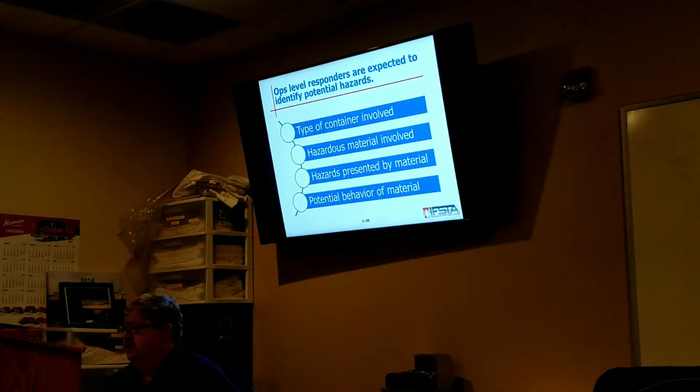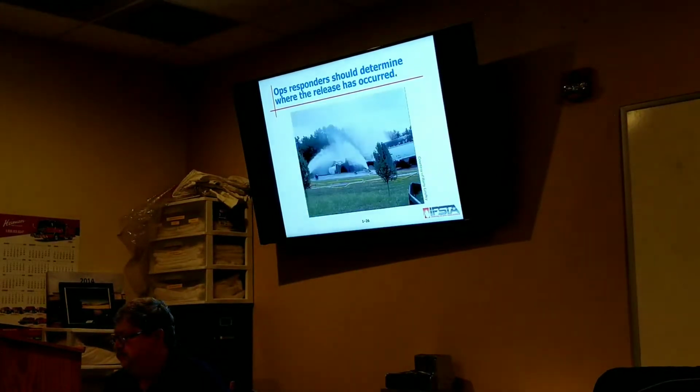We're going to look at the type of container involved. Sometimes that'll tell us what we have. Hazardous material involved. There again, we'll go back to the ERG. Hazards presented by the material. Potential behavior of the material. Sometimes when that material gets out, it does different things. Okay, so we just have to watch for that.